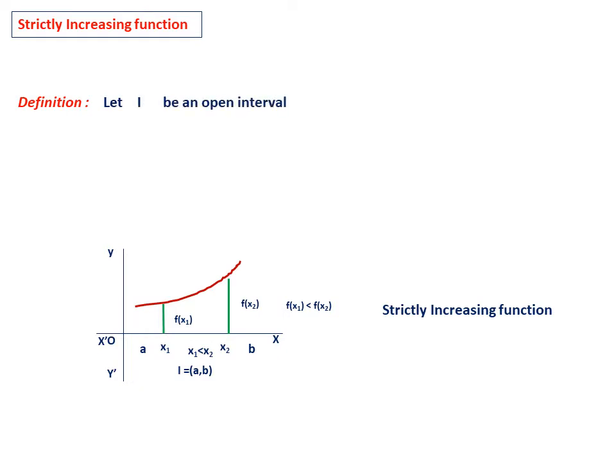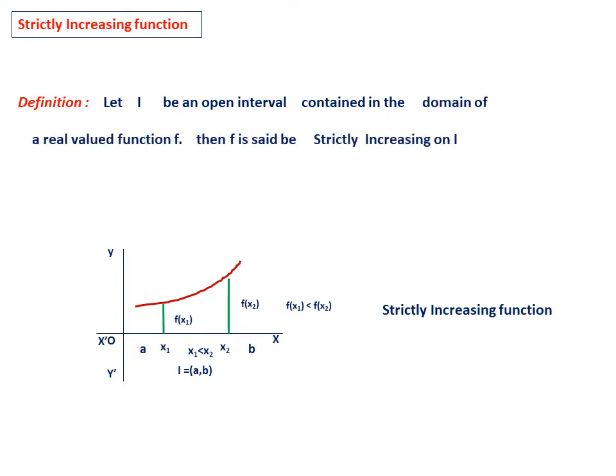The definition is the same, with only a small change. Let I be an open interval contained in the domain of the function f, then f is said to be strictly increasing on I if x1 less than x2 implies f of x1 is less than f of x2, for all x1, x2 belonging to I. This is the definition. So there are two types of increasing function: one is increasing function, another is strictly increasing function.